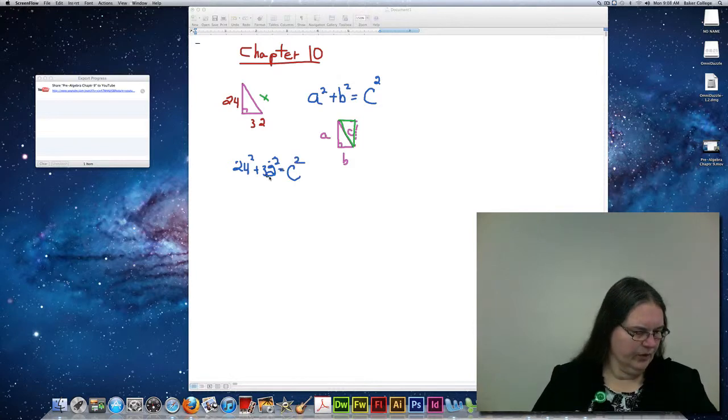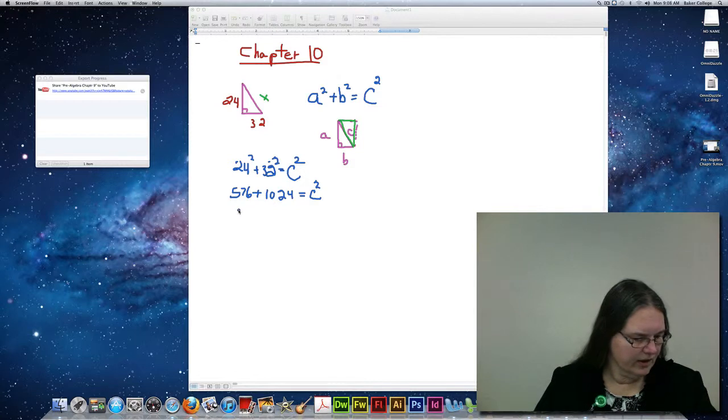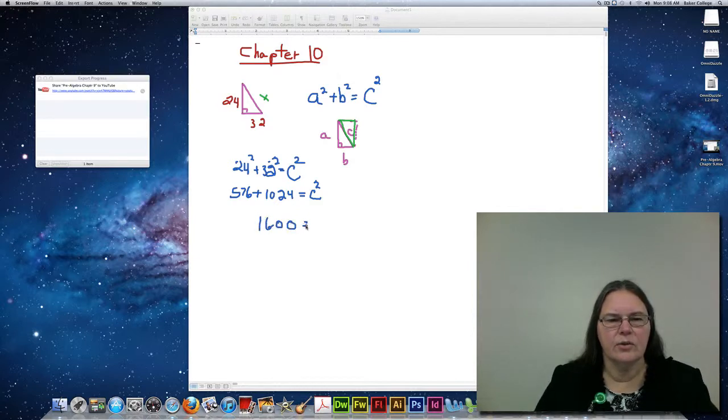So when we square those numbers, we get 576 added to 1024, and that all equals the C squared. This is called the Pythagorean theorem, and a man named Pythagoras discovered how to cut a square in half, so that you would have two right triangles. So this becomes 1600 equals C squared. Sometimes just learning history about math can be interesting.